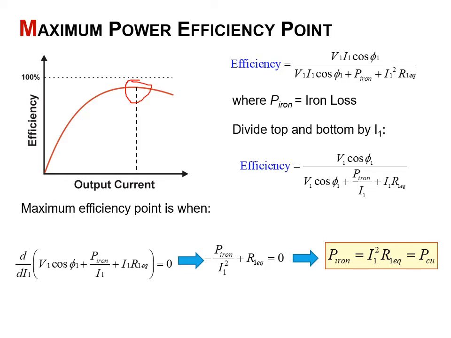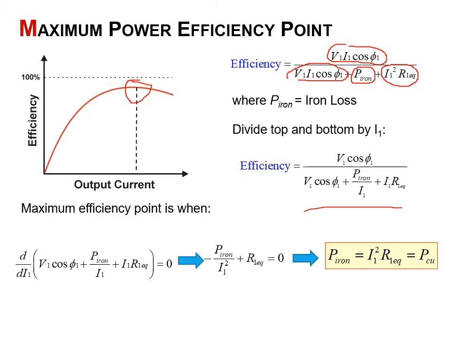So we can calculate efficiency. If we look at this previous formula, we can calculate the input power, and we can divide that by the input power plus the iron losses plus the copper losses. We can rearrange this equation a bit by dividing by the input current to get this expression here, and we can say that the maximum efficiency point is when this denominator, when it's differentiated with respect to the input current, is equal to 0.